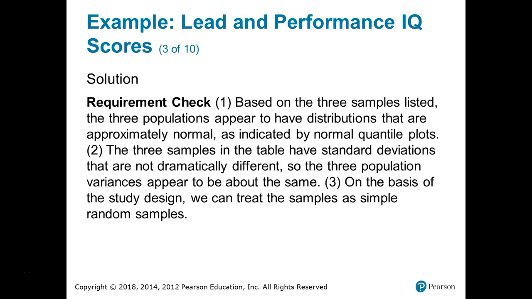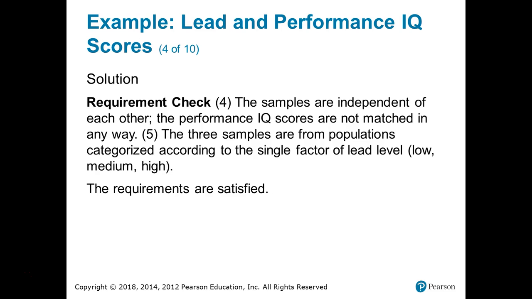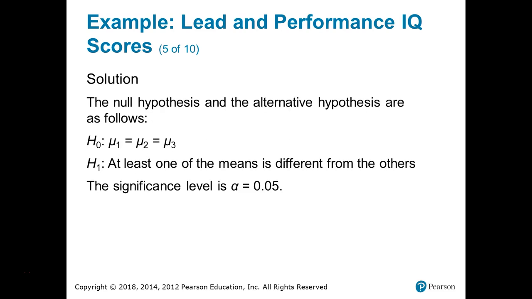So first you have to do the requirement check. We're all satisfied. So the null hypothesis and the alternative hypothesis are as follows. The null hypothesis is that the mean of data sample 1 is equal to the mean of data sample 2, which is equal to the mean of data sample 3. They're all equal to each other. You can't have one that's different, because that would be what the alternative hypothesis is. And the alternative hypothesis states that at least one of the means is different from the others.